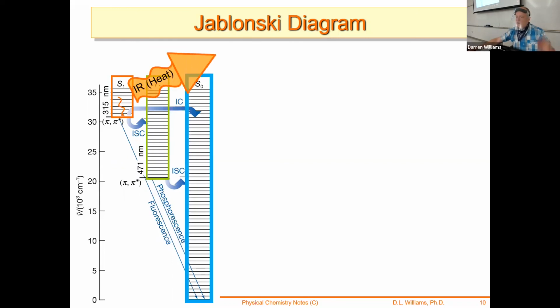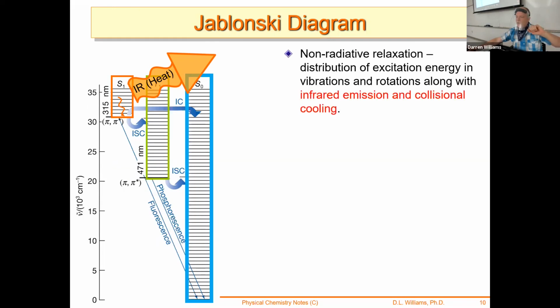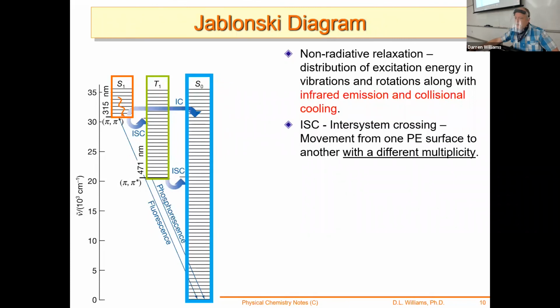So it can rattle its way down to the ground state in the singlet state and give off a little bit of infrared heat. And that's non-radiative relaxation. It's just distributing that excited energy in the vibrations of the molecule. And also you might have collisions and that gets rid of some of the energy. Then it can do intersystem crossing where it can go to the triplet state with the spin flip. And so then it can rattle its way down in the triplet state. Still, it's not emitting any visible light. Okay?